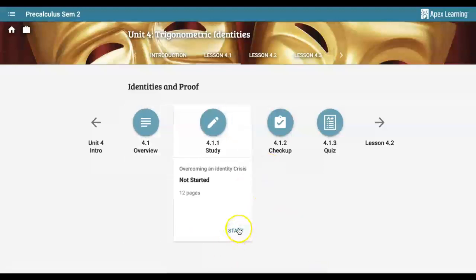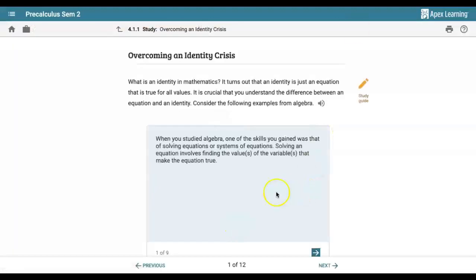If we look at 4.1, they call it overcoming an identity crisis. What is an identity in mathematics? It turns out it is just an equation that is true for all values. So again, an identity is an equation that is true for all values.